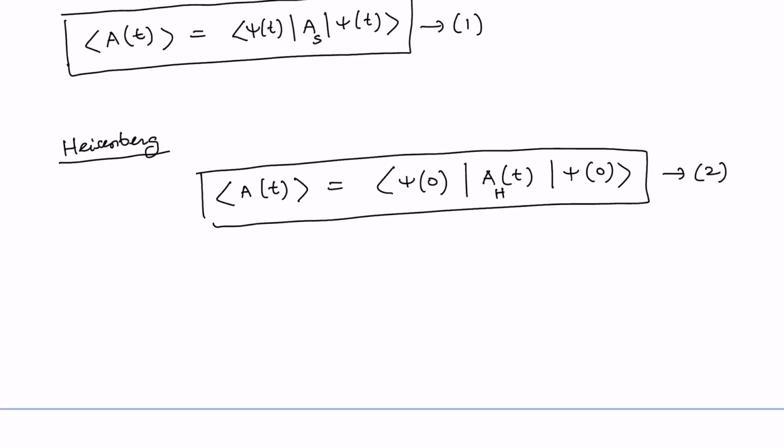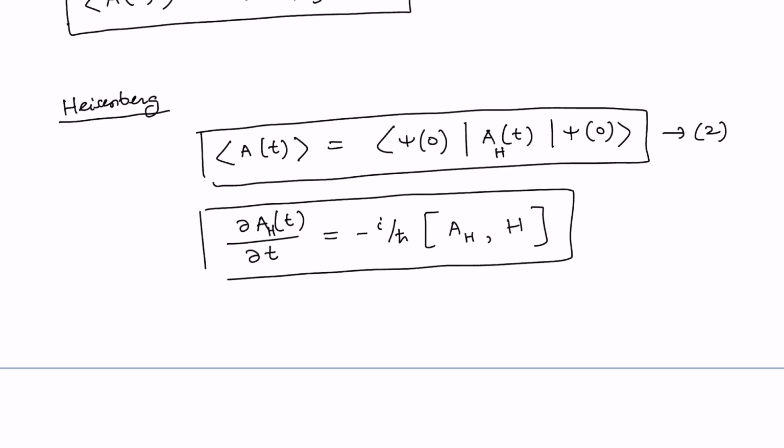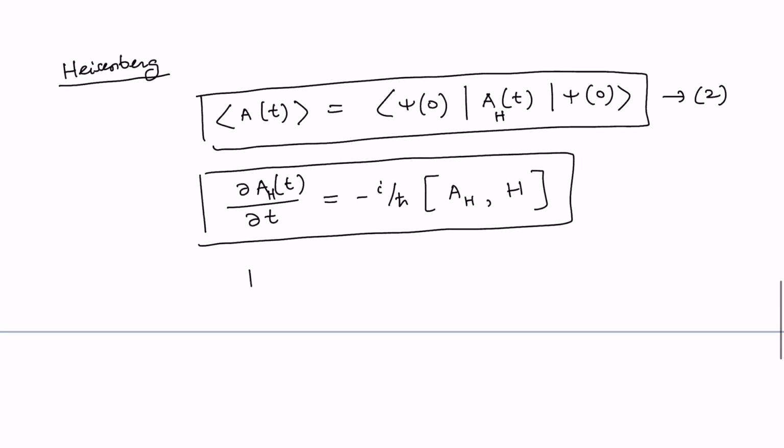And now in this case, the operator evolves in time. So in the Heisenberg representation, you have an evolution equation for the operator, and this equation is the so-called Heisenberg equation. So let me put the symbol H here again. So we have this as our evolution equation for the operator. And the state vector does not evolve in time, so the state vector is static, so it is simply psi of 0.